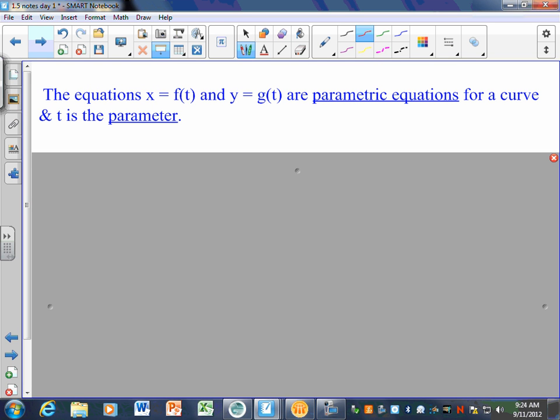Okay, so here's kind of the definition of a parametric equation. A parametric equation has two equations. It has x equals something in terms of t. So we say x equals f of t. And y equals another equation in terms of t. So we say y equals g of t. And those are called parametric equations for a specific curve. And again, t is called the parameter.